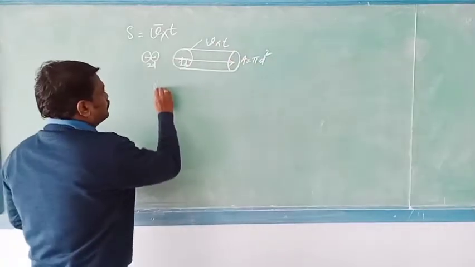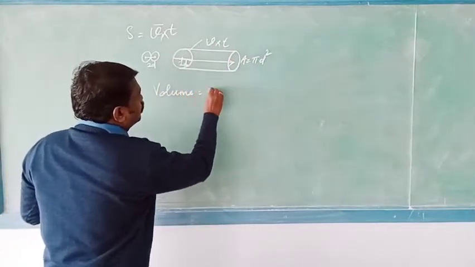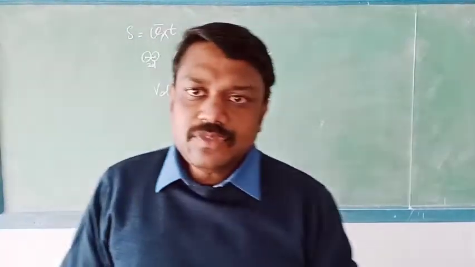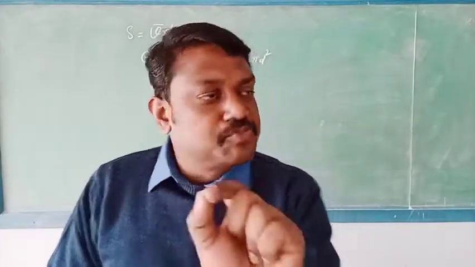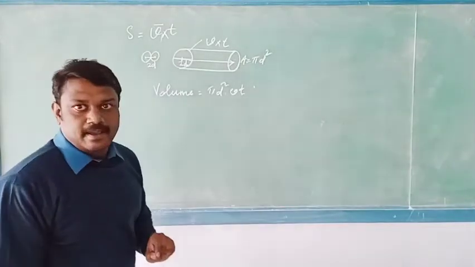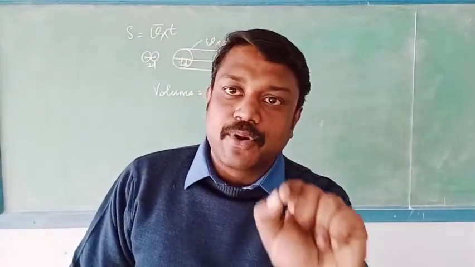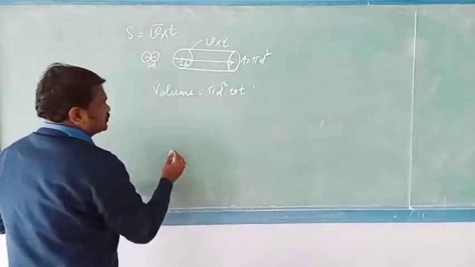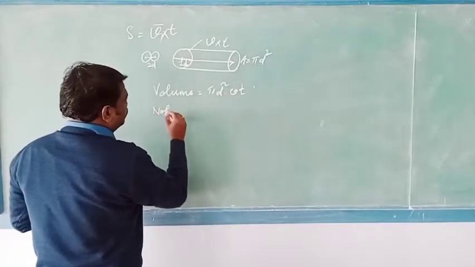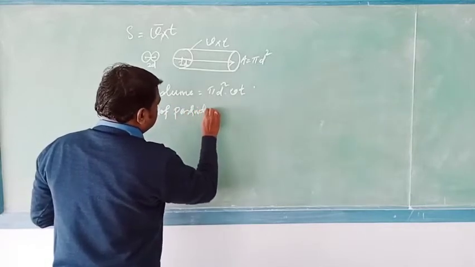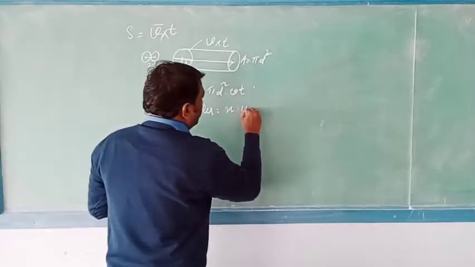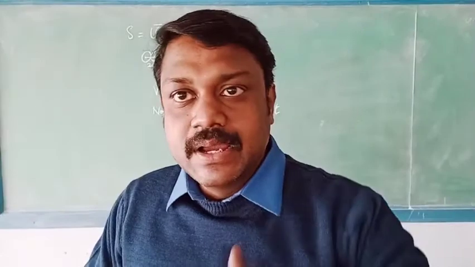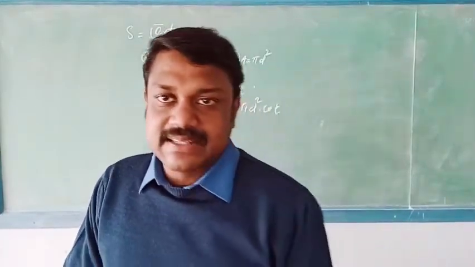So the volume is equal to pi d square into vt. Suppose per unit volume small n number of molecules are there. So within this volume how many particles will be there? The number of particles will be n into pi d square into vt. This will be the total number of particles present in that particular volume.